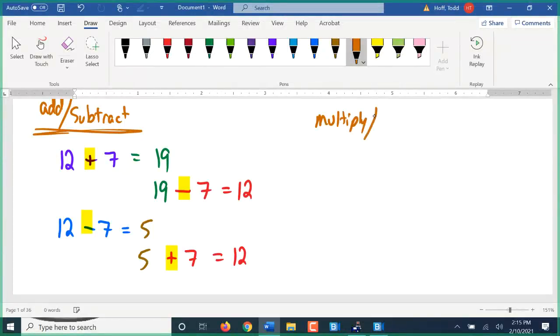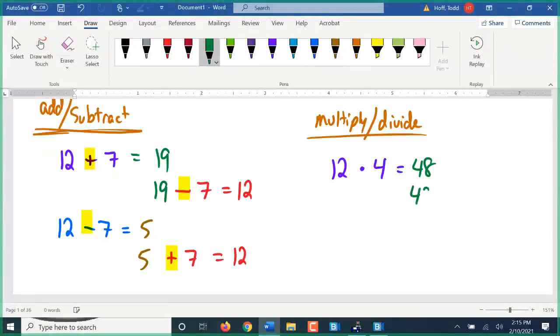We have multiplication and division. Multiply and divide, I have a similar setup. Let's start with 12 again. This time we're going to multiply by 4. 12 times 4, 48. If I want to get from that 48 back to the 12, I would divide by 4. 48 divided by 4 is 12.